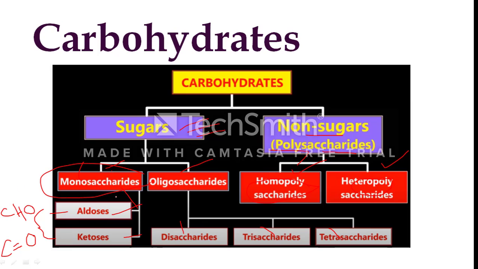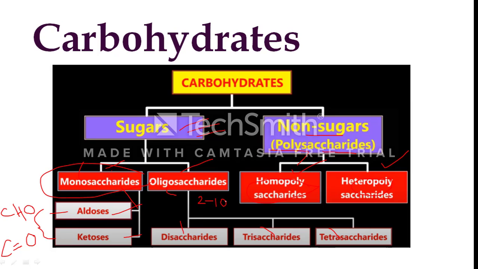Now we'll see oligosaccharides. Monosaccharides are the simplest sugars that cannot be hydrolyzed further, whereas oligosaccharides on hydrolysis produce 2 to 10 monosaccharide units.